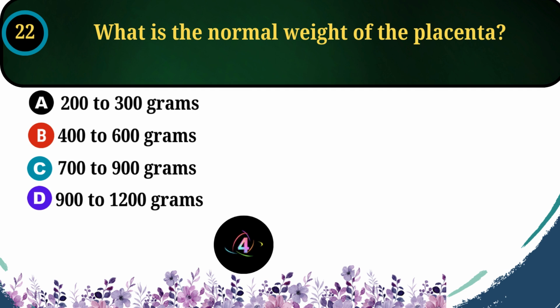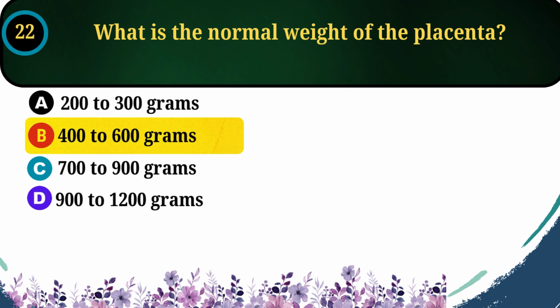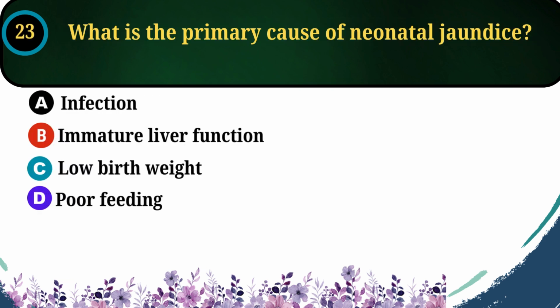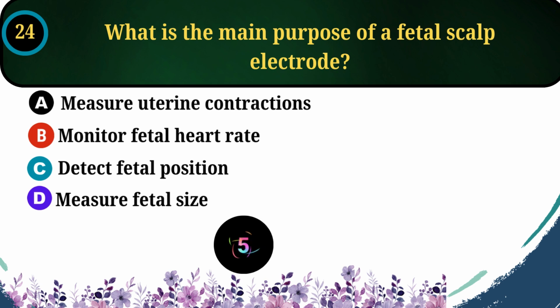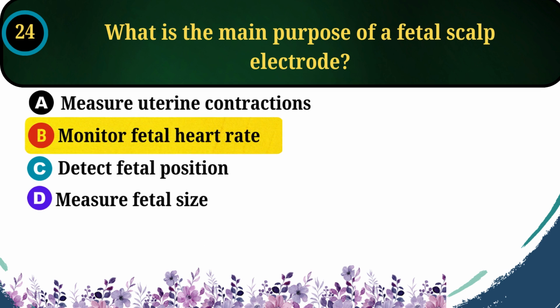22. What is the normal weight of the placenta? 400 to 600 grams. 23. What is the primary cause of neonatal jaundice? Immature liver function. 24. What is the main purpose of a fetal scalp electrode? Monitor fetal heart rate.